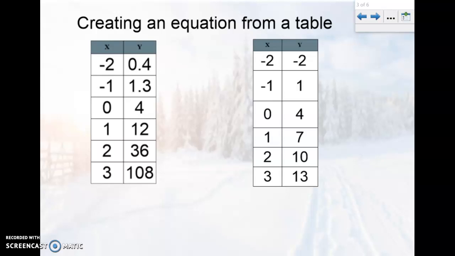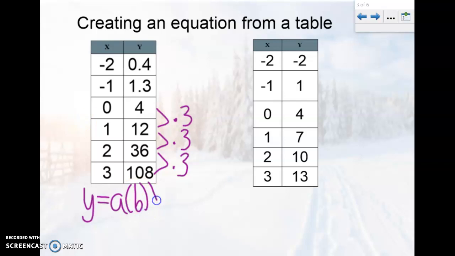Well, pay no attention to the decimals. Let's go to the whole numbers, the ones that are a little bit easier to work with. So 4 to 12, 12 to 36, 36 to 108, not the same gap if we're using addition. But if we think of this as multiplication, isn't it multiplying by 3 every time? So that would be an exponential model. So it's y equals a times b to the x power.